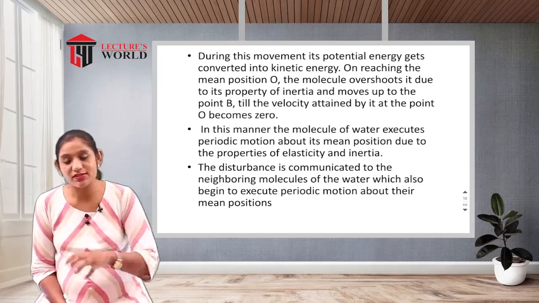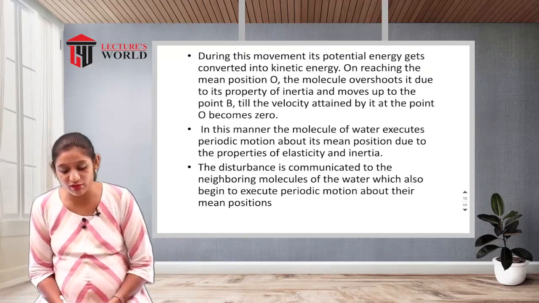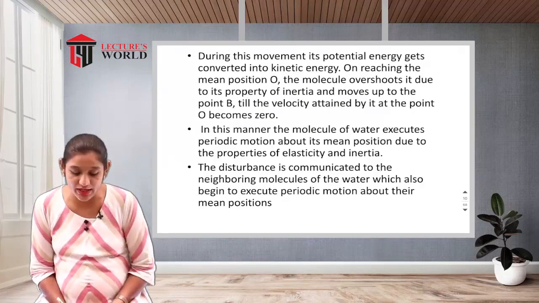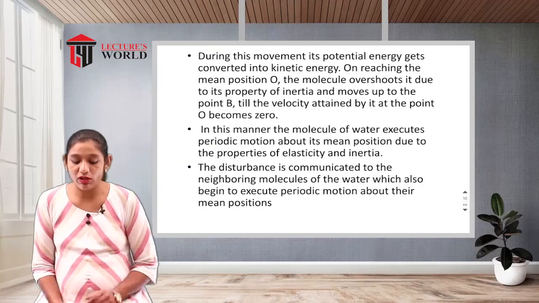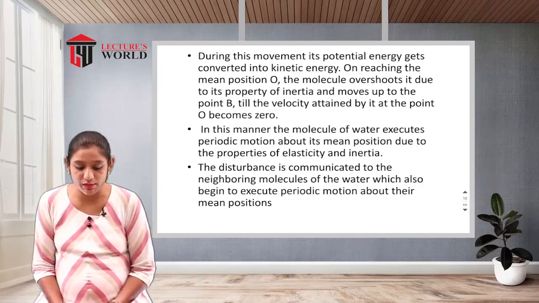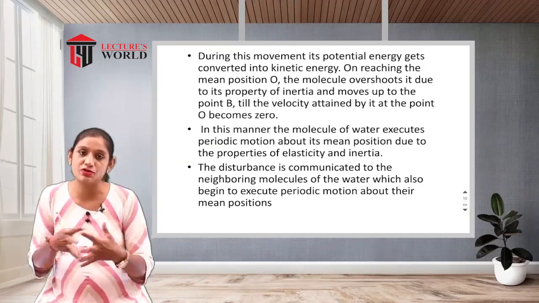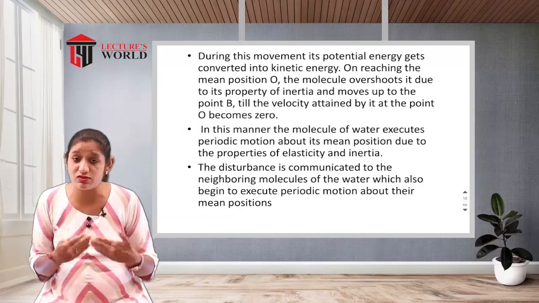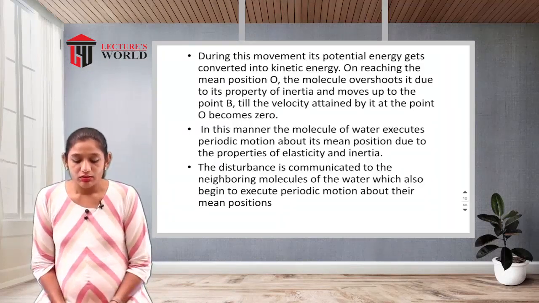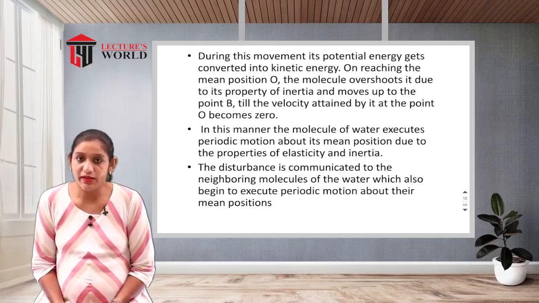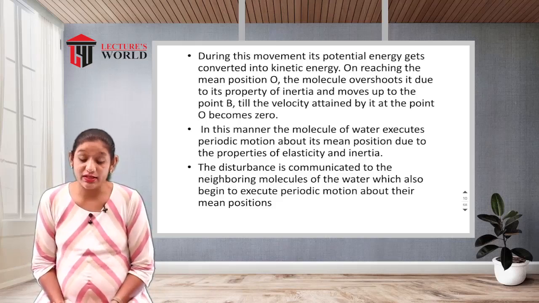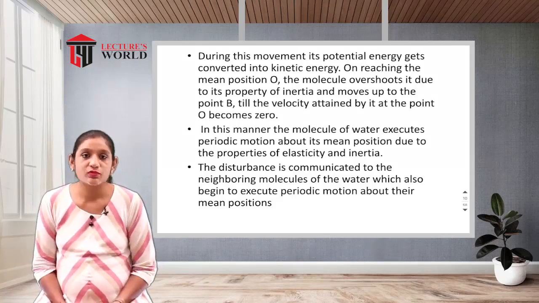Right. During this movement, all the potential energy gets converted into kinetic energy, and on reaching the mean position, the molecules overshoot due to their property of inertia. Inertia means absorption of the energy into one molecule or the medium, and at point B the velocity attained at point O becomes 0. Okay.